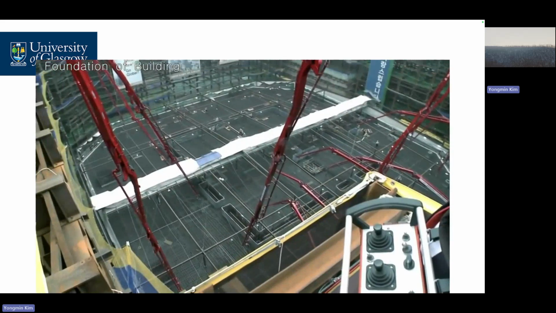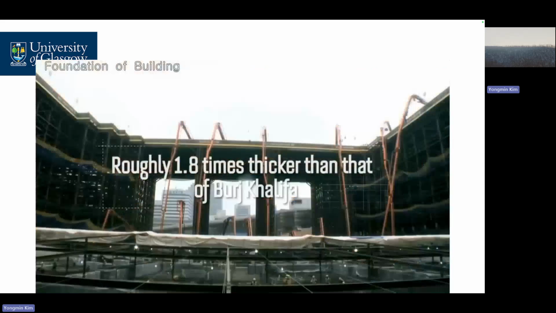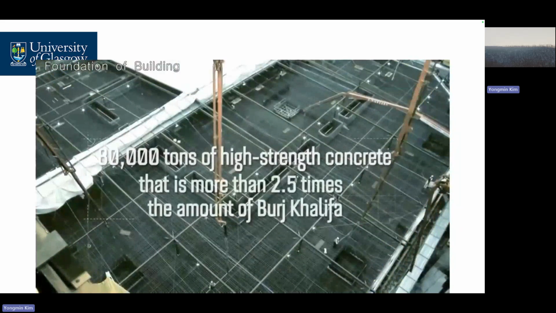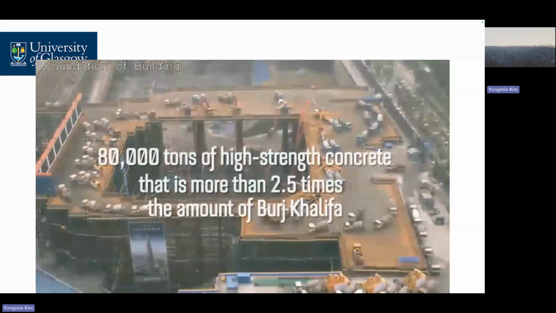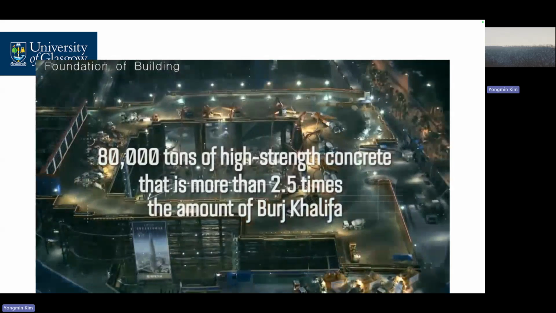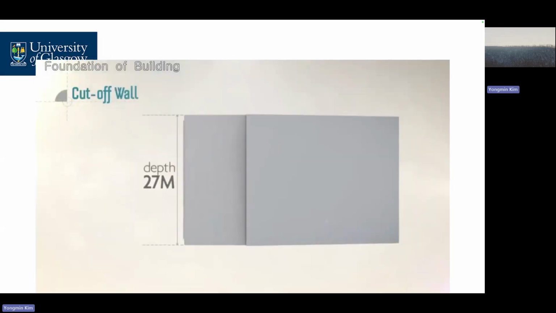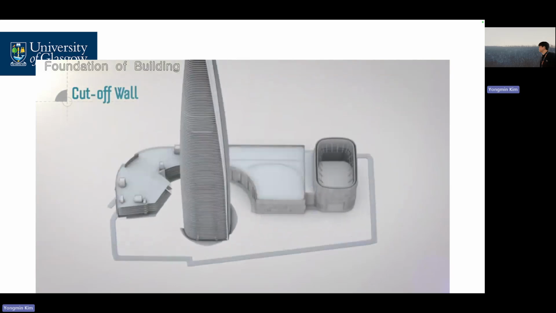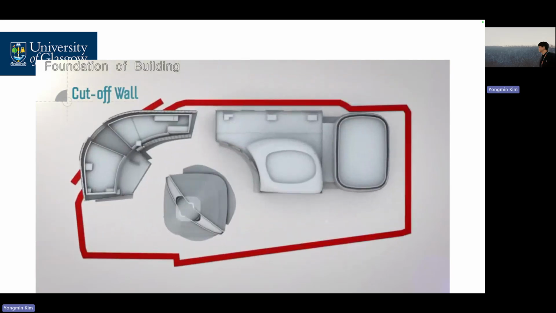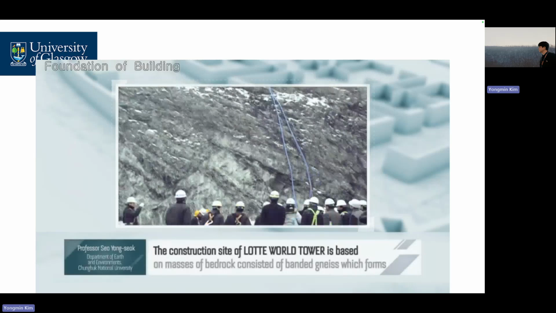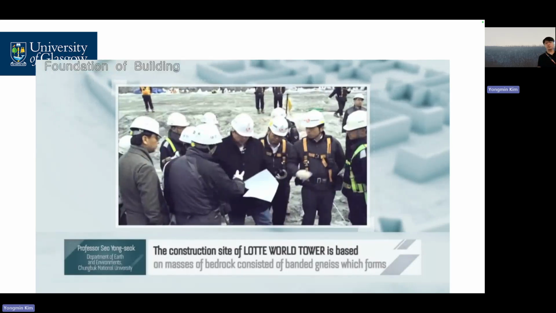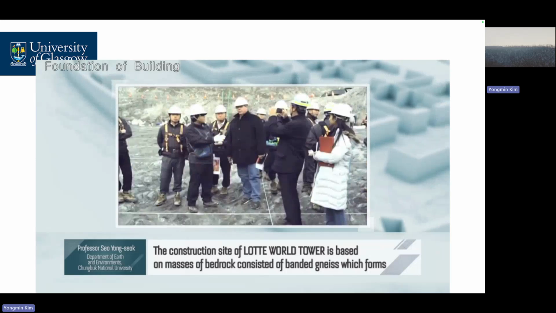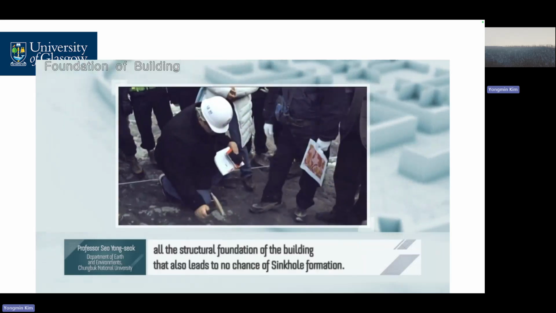This massive mat, which is composed of 80,000 tons of high-strength concrete, is much thicker than the 3.7-meter one of the Burj Khalifa, and contains more than 2.5 times the amount of concrete. In addition, a concrete cutoff wall around the entire building has been inserted into the bedrock to eliminate any possible inflow of groundwater into the structure. The construction site of Lotte World Tower is based on masses of bedrock consisting of banded gneiss, which forms the entire structural foundation of the building and also leads to no chance of sinkhole formation.